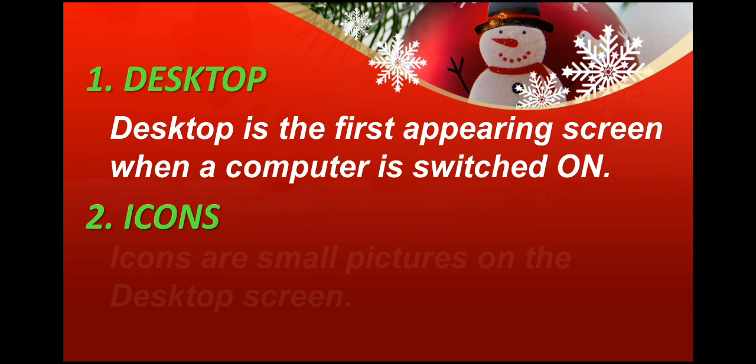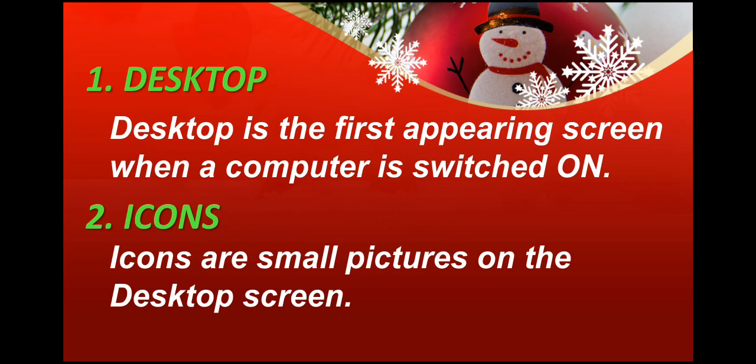Okay, and what are icons? Icons are the small pictures on the desktop screen. You can see the icons of any application or software, thumbnails of it, like MS Word document, Skype, games, MS PowerPoint and MS Paint. These are small pictures. All these small pictures are called icons. They are displayed on the desktop screen, so you can double click on them and open them.